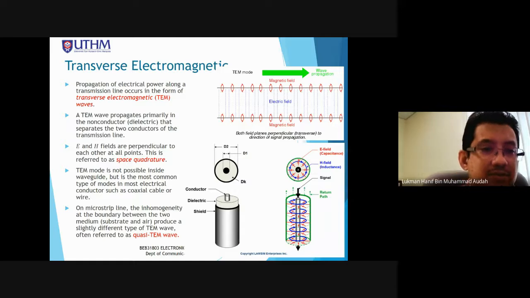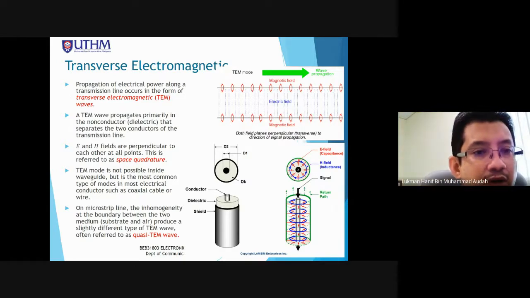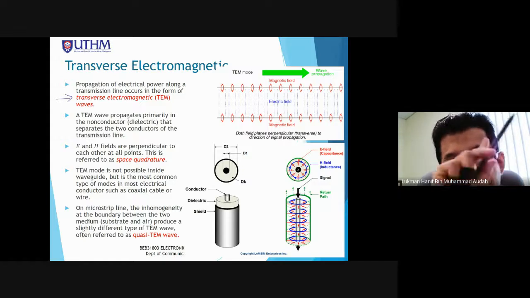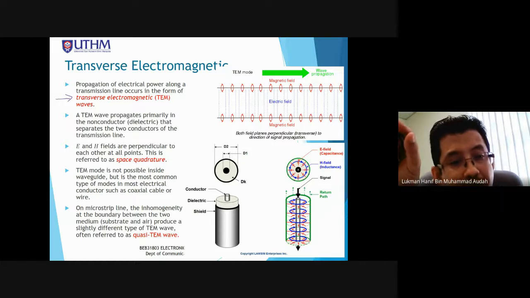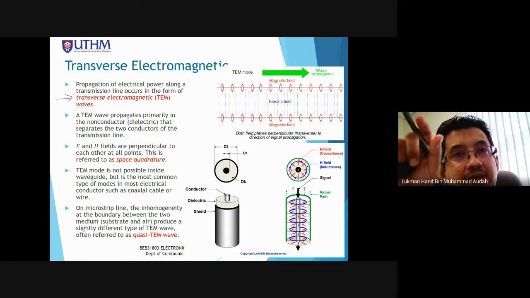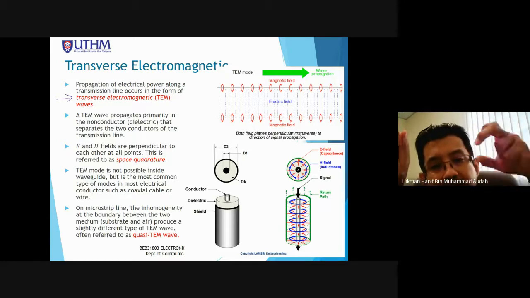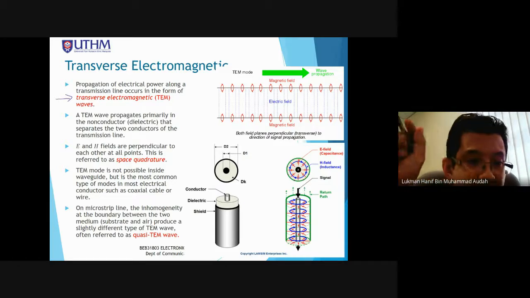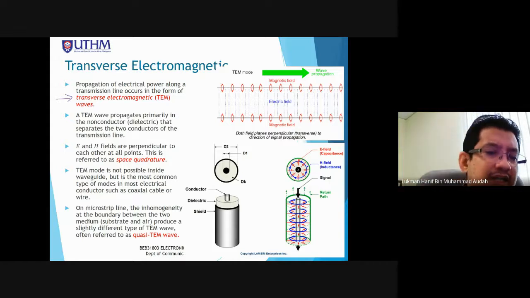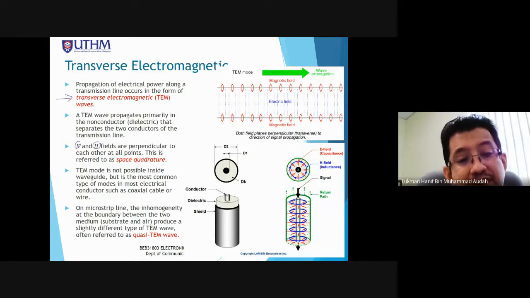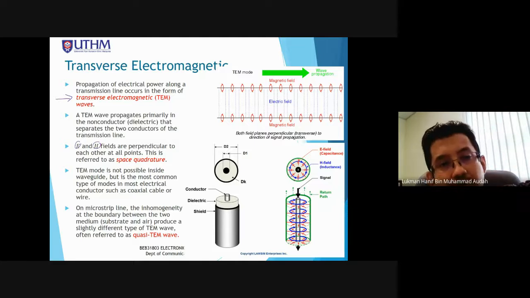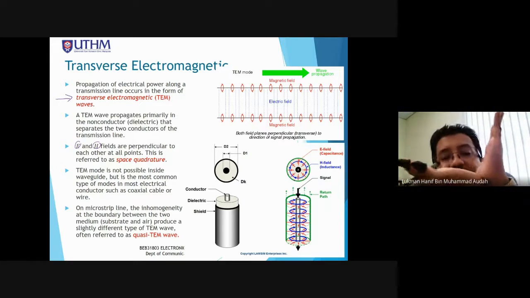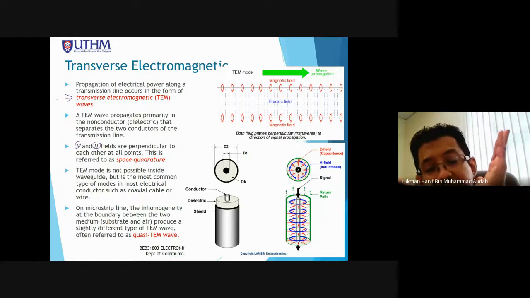Transverse electromagnet. Okay. So it says that here the propagation of electrical power along transmission line occurs in the form of transverse electromagnetic waves. Maknanya perambatan gelombang dalam udara dan juga dalam wire, kabel, copper wires contohnya adalah menggunakan konsep TEM modes. Okay. Yang mana TEM modes ini akan ada dua medan, elektrik dan juga magnetik pada arah perambatan gelombang tersebut. Okay. Yang mana E field dan juga H field adalah perpendicular antara satu sama lain. Maknanya E field oscillate pada certain directions, manakala H field oscillate pada angle yang berbeza, yang mana antara E field dan juga H field ini adalah bersetentang ataupun quadrature ataupun 90 degree from each other.